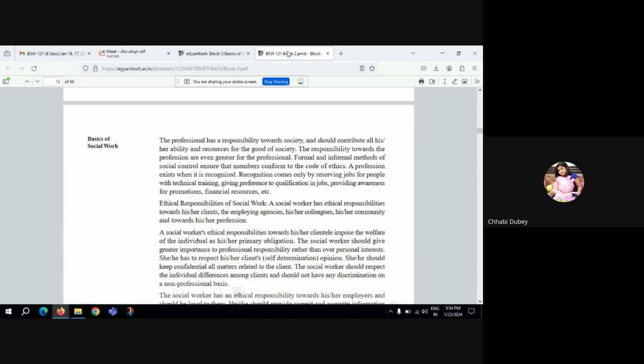A social worker's ethical responsibility towards his or her clientele imposes the welfare of the individual as a primary obligation.